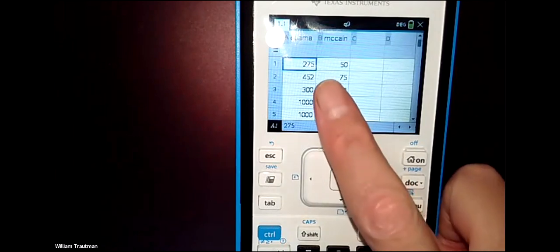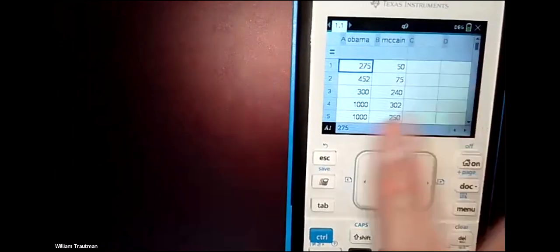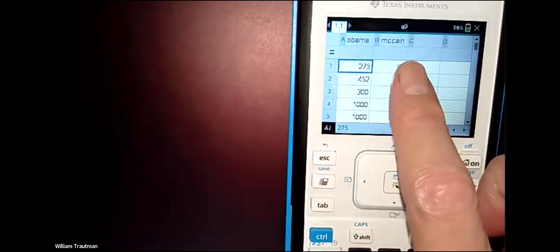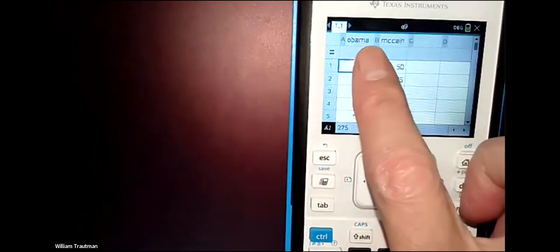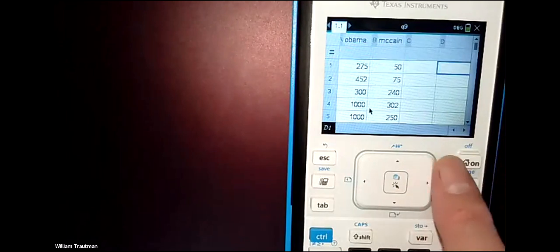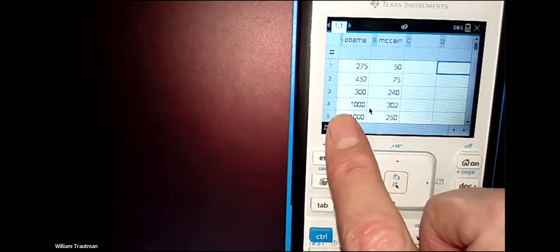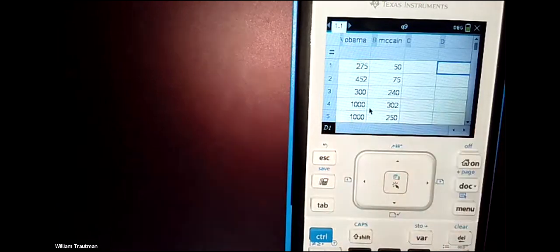And here's all my data for Obama. Here's all my data for McCain. I typed them in. I even put their names, Obama and McCain. On the right, I'm going to find the data for just Obama right now. I need to find the average and the S.